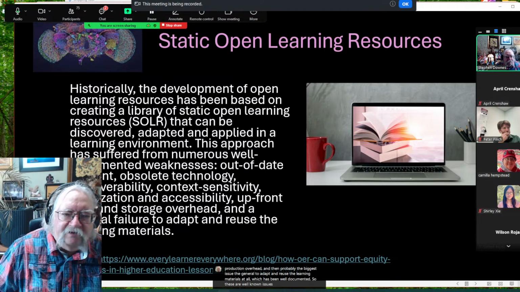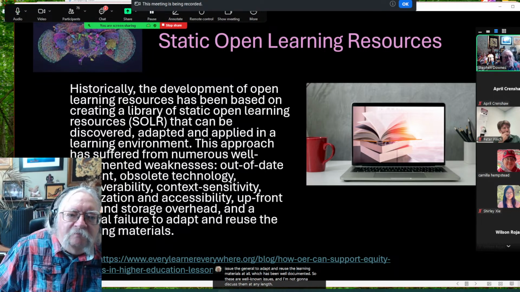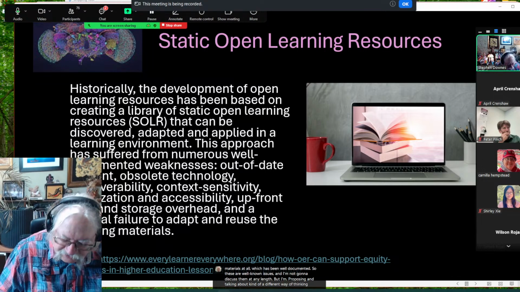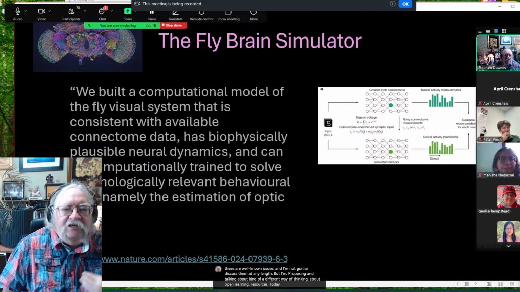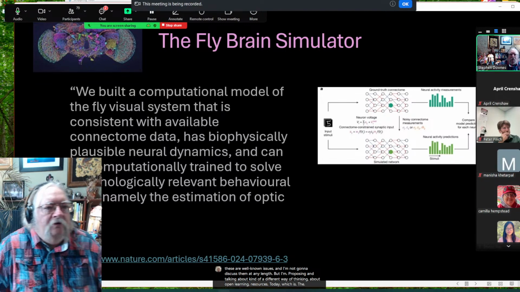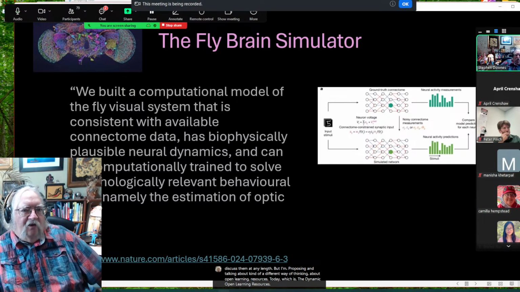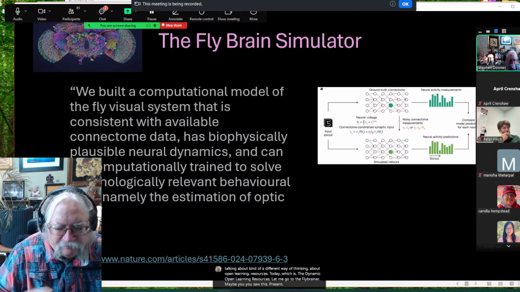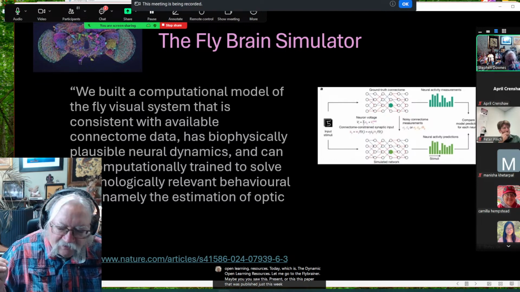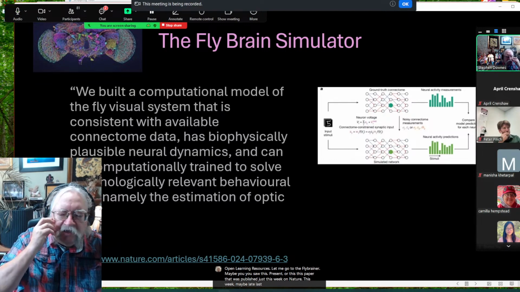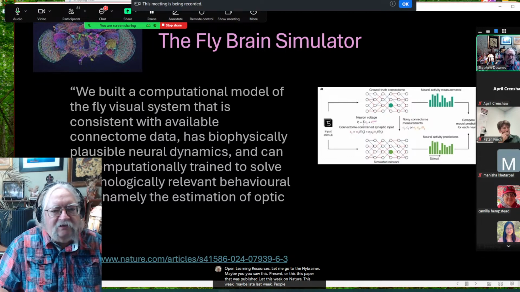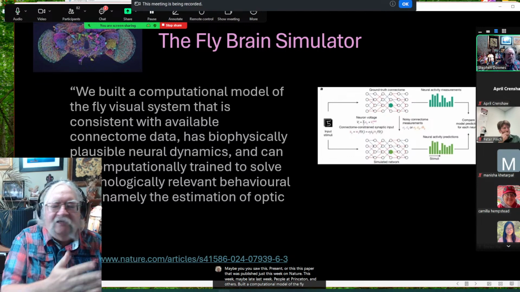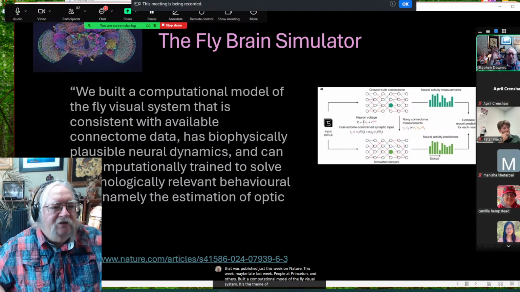I'm not going to discuss them at any length, but I'm proposing and talking about kind of a different way of thinking about open learning resources today, which is the dynamic open learning resources. Let me go to the Fly Brain Simulator. Maybe you saw this paper that was published just this week in Nature, maybe late last week. People at Princeton and others built a computational model of the fly visual system. It's the theme of this slideshow. You see the image of it in the upper left.